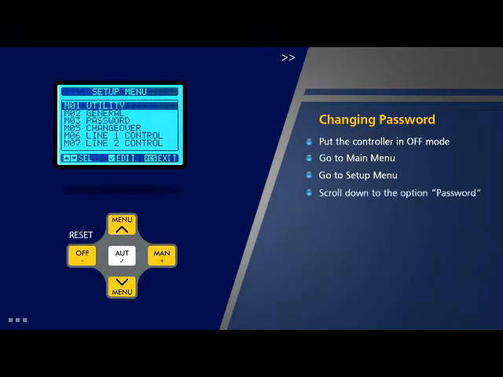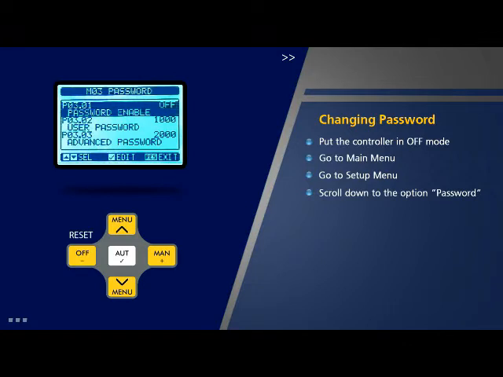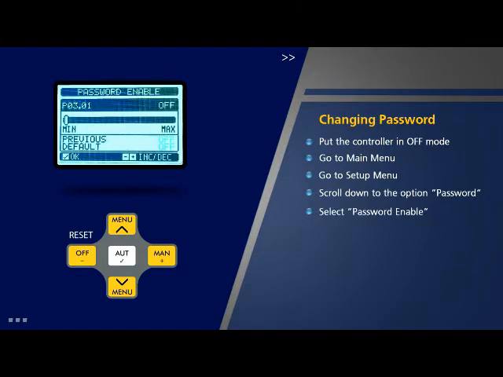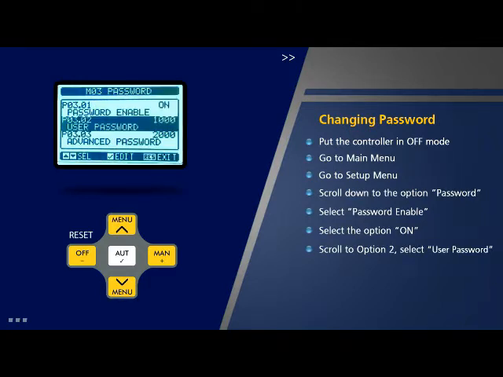Scroll down to the third option, password, and press OK. Now select the option password enable. Enable the password by selecting the option on and press OK. Now scroll to option 2 on password page, select user password and press OK.